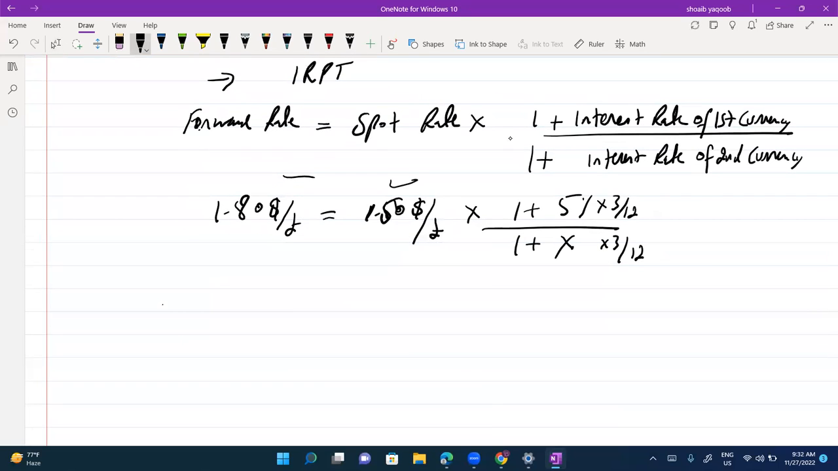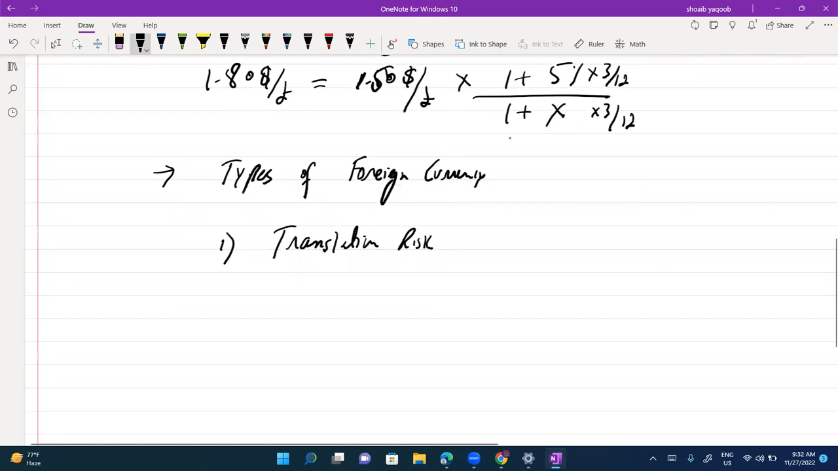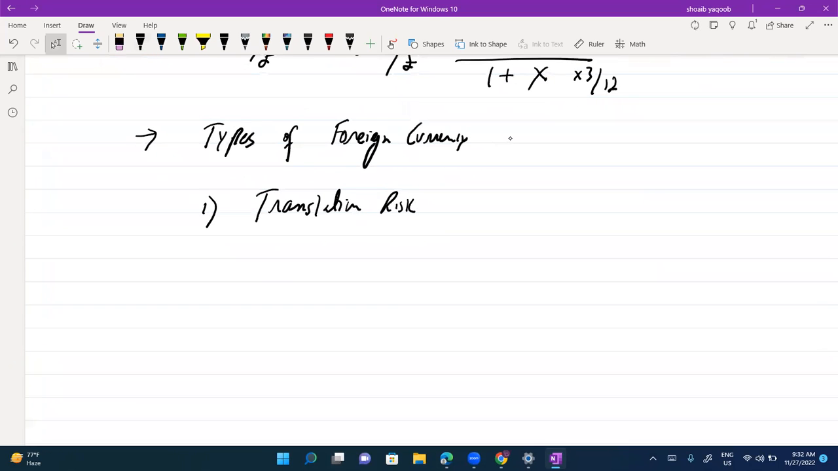Then you should know the types of foreign currency risk. The number one risk is translation risk. Number two risk is economic risk.